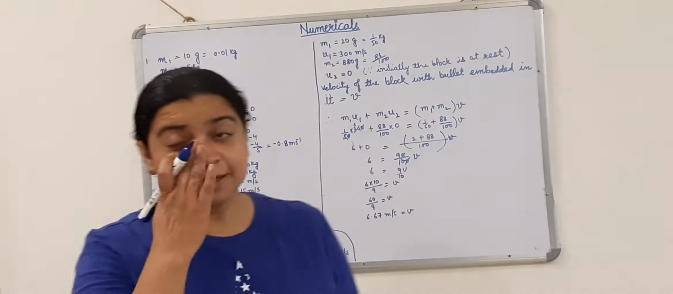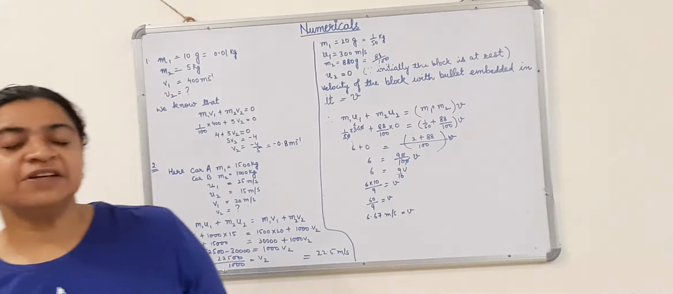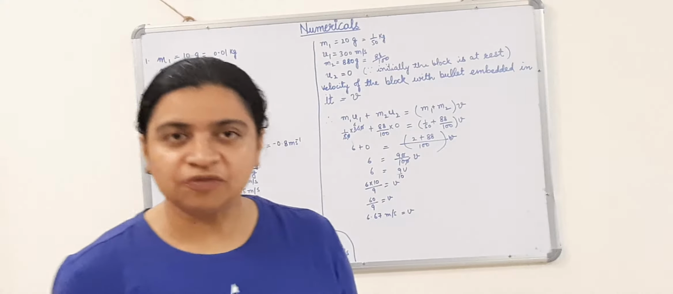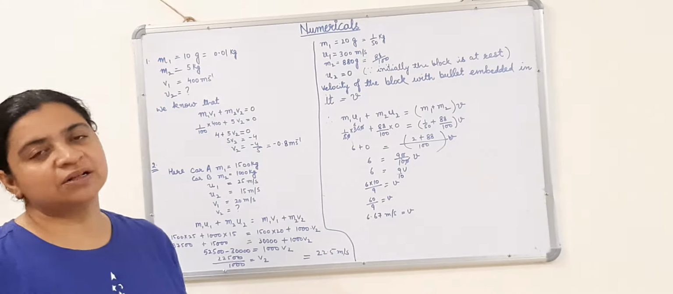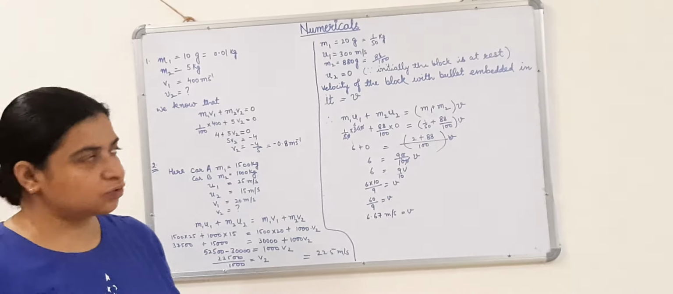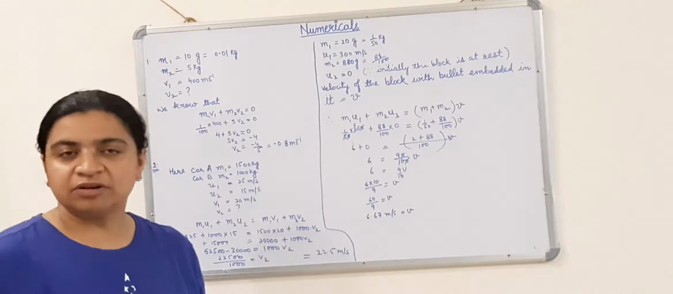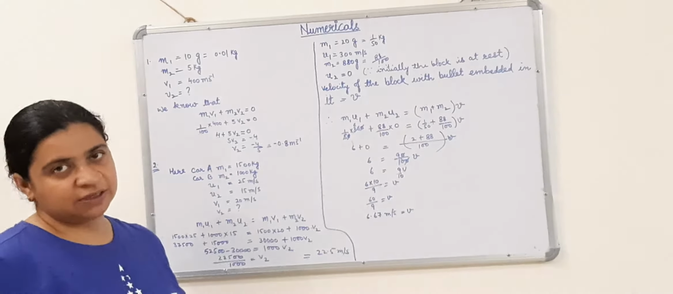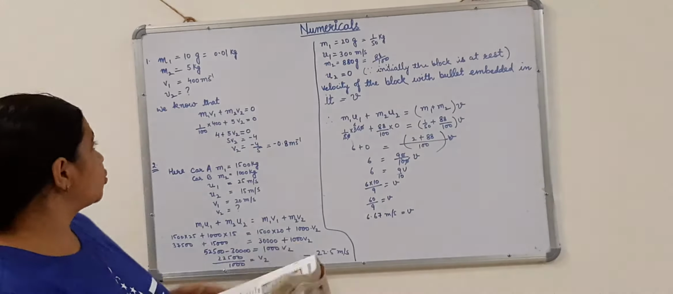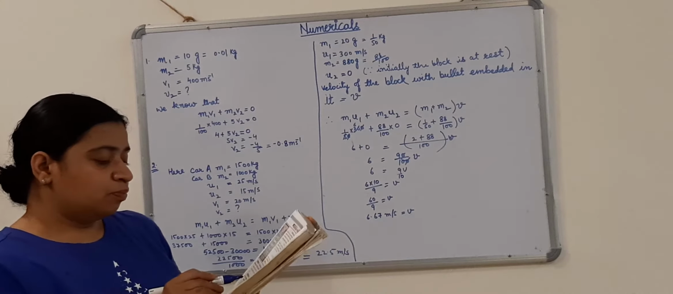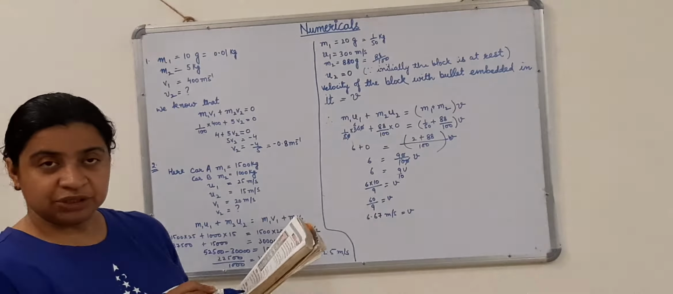Hello children, let's start the numericals from our previous topic, that is the law of conservation of momentum. Today I am here with three numericals, and a few numericals I will give you to do yourself also. The statement again I will write on a piece of paper and send. For just now, for this video, I am going to read the statement. First question, a 10-gram bullet.